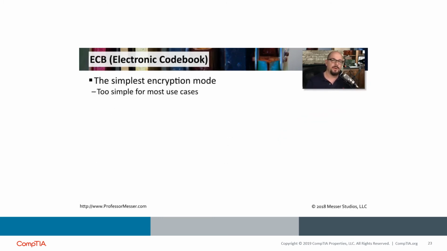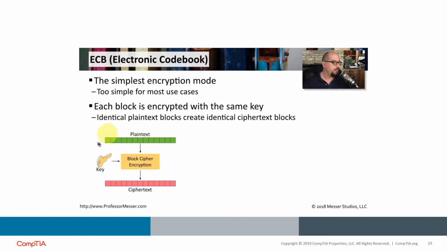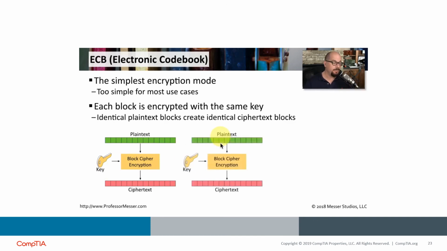One of the simplest modes of operation is called ECB, or Electronic Codebook. This mode of operation is so simple that it's not commonly used for most use cases that require encryption. Each block that we're going to encrypt is going to be encrypted with exactly the same key. With ECB, we start with a block of plain text and we have our key. We put both of those into the block cipher encryption and we receive some ciphertext. We take the next block of information and we perform exactly the same function with exactly the same key.